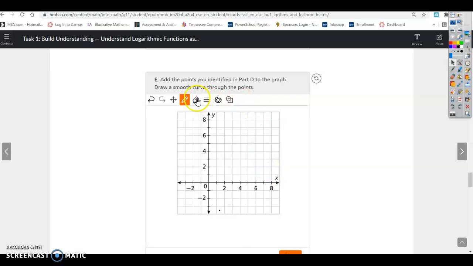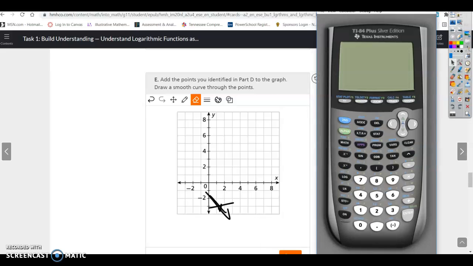Well, I don't know why my graph moved. Now it's not letting me erase it. All right, for some reason my graph is not working, so let's look at the graph here.